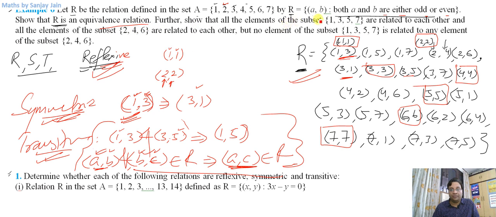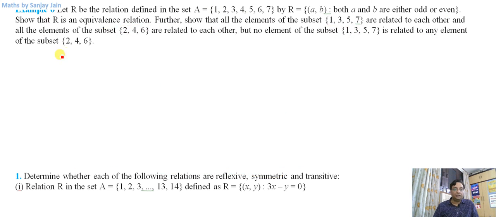Further, show that elements of subset 1 3 5 7 are related to each other, and all the elements of this subset are related to each other, but no element of the other is. Now let me show it using the equivalence class. If you want to write the equivalence class of this element 1, what will be the equivalence class? It will definitely have 1 in it, because this is an equivalence relation. So 1 will definitely be related with itself for it to be reflexive, right? So 1 3 5 and 7. So this will be the equivalence class of this element 1.